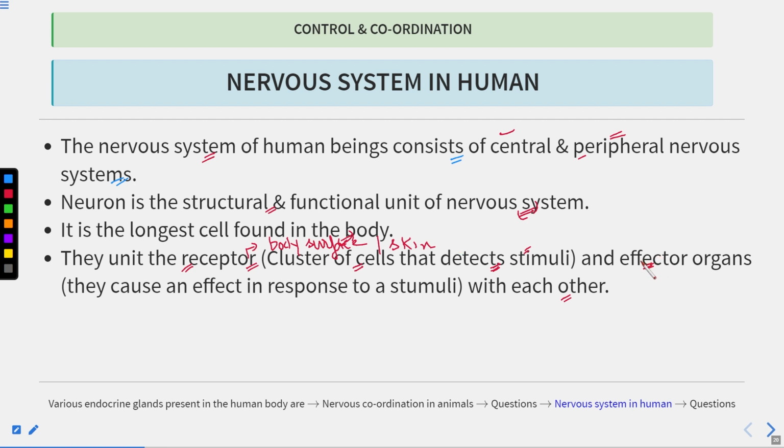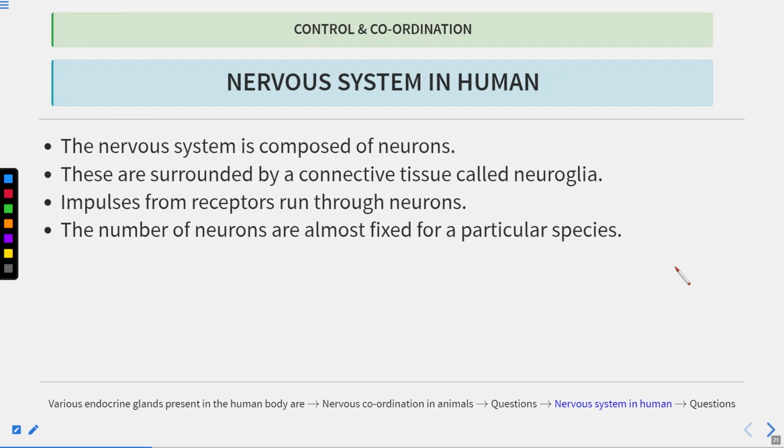What are effector organs? Effector organs are the organs, and why are they known as effector organs? Because they cause an effect in response to a stimulus. So the effect is generated in response to the stimulus in these effector organs. Clear? Now, the nervous system is composed of neurons. So we already know that the functional and the structural unit of the nervous system is the neuron. Now, these are surrounded by a connective tissue known as the neuroglia.